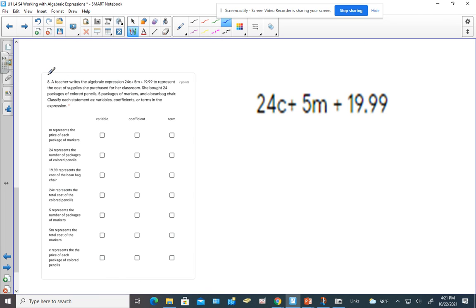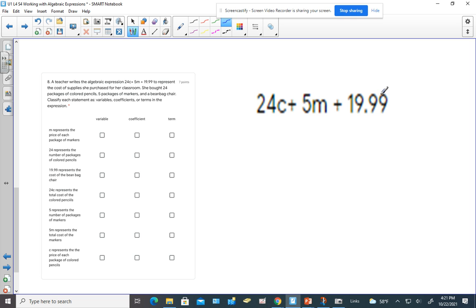We're looking at question number 8. It says, a teacher writes the algebraic expression 24c plus 5m plus 1999 to represent the cost of supplies she purchased for her classroom. She bought 24 packages of colored pencils, 5 packages of markers, and a beanbag chair. Classify each statement as variables, coefficients, or terms in the expression.